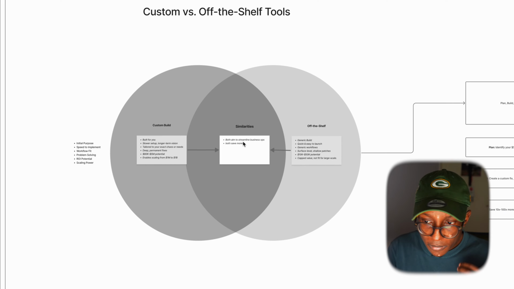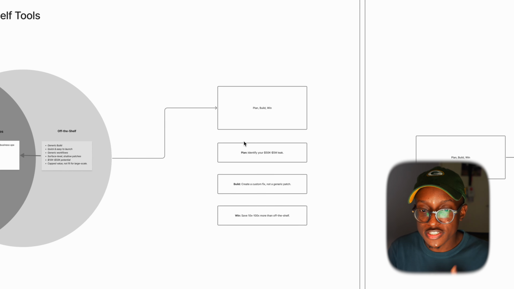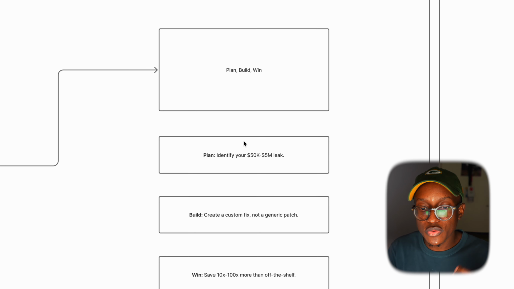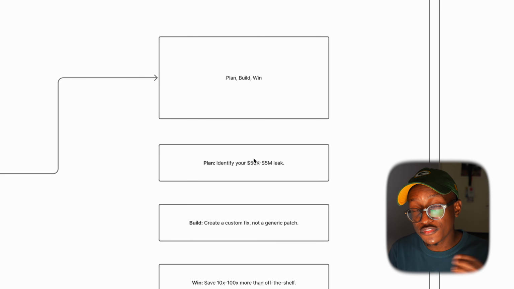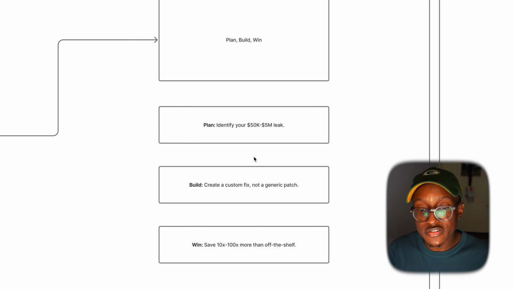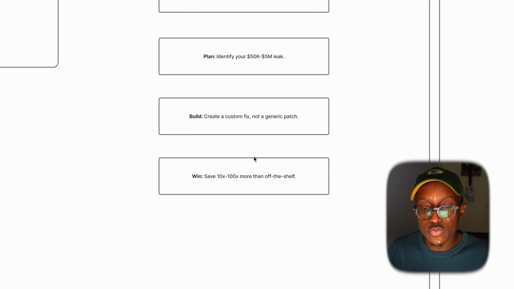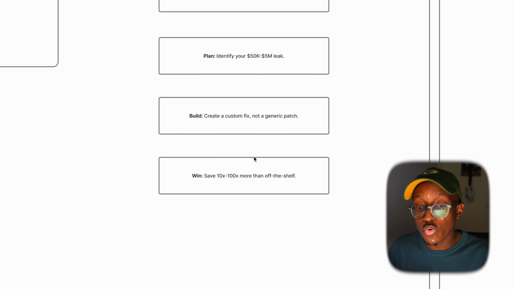And with this, we then go into our game plan, which is plan, build, and win, where we identify your 50K to $5 million leaks, and we build a custom fix and not just a generic patch. And then we save between 10 to 100x more, and the win here would be you'd be able to save 10 to 100x more than off the shelf. So we can see how this game plan is now formulating in order for you to basically 10x what you're doing within your business and save a lot of money.